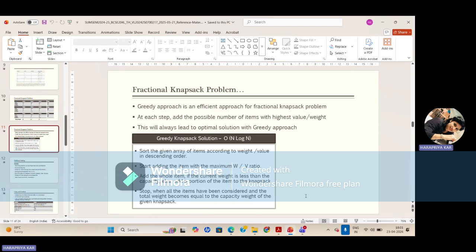So this is about the fractional knapsack problem. Go through it and try to solve the problem I solved, and try some different problems. If any doubt, I will be helping.